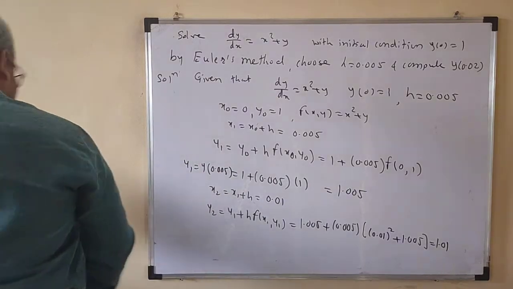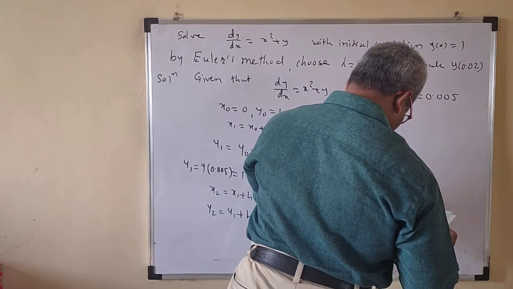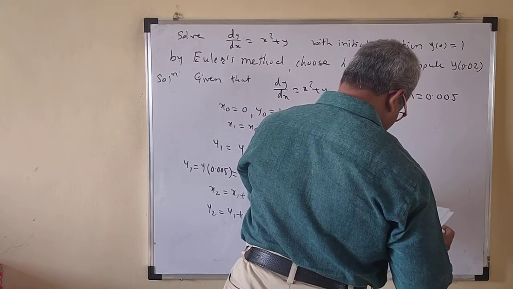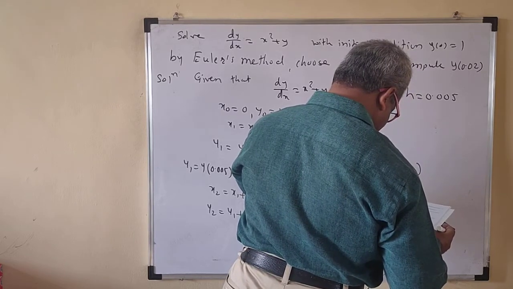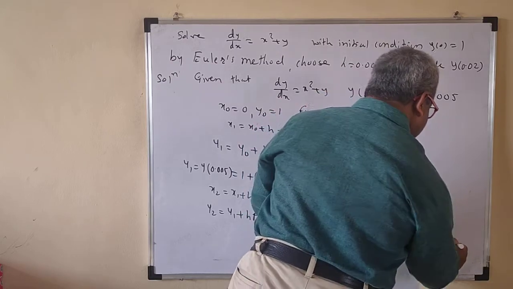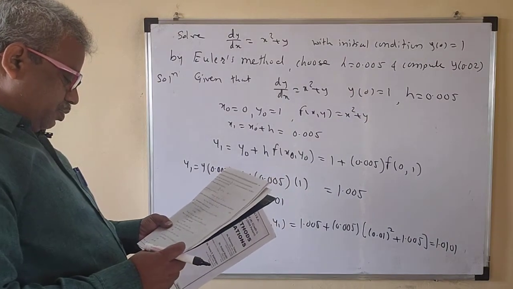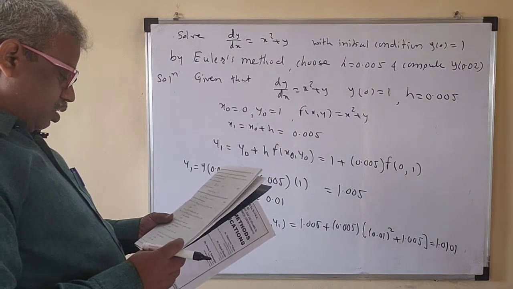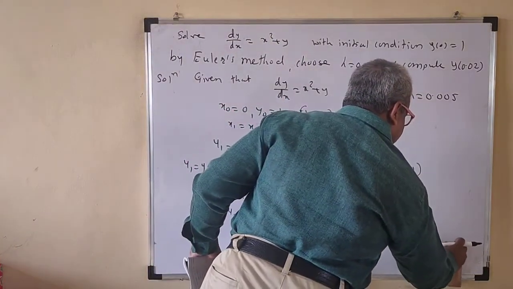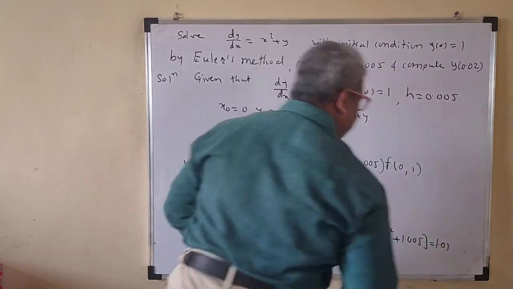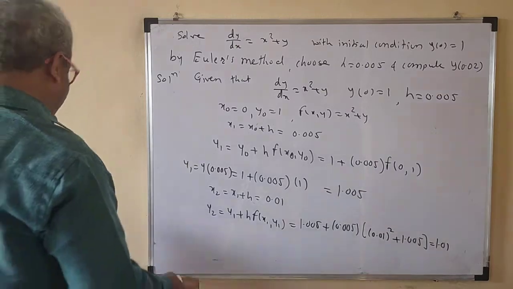Okay, you get this value 1.0151. No, this will not be the correct value. Okay, this is correct, 1.01. Okay, that is your y2 now. That is your y2. Now we find y3 now.